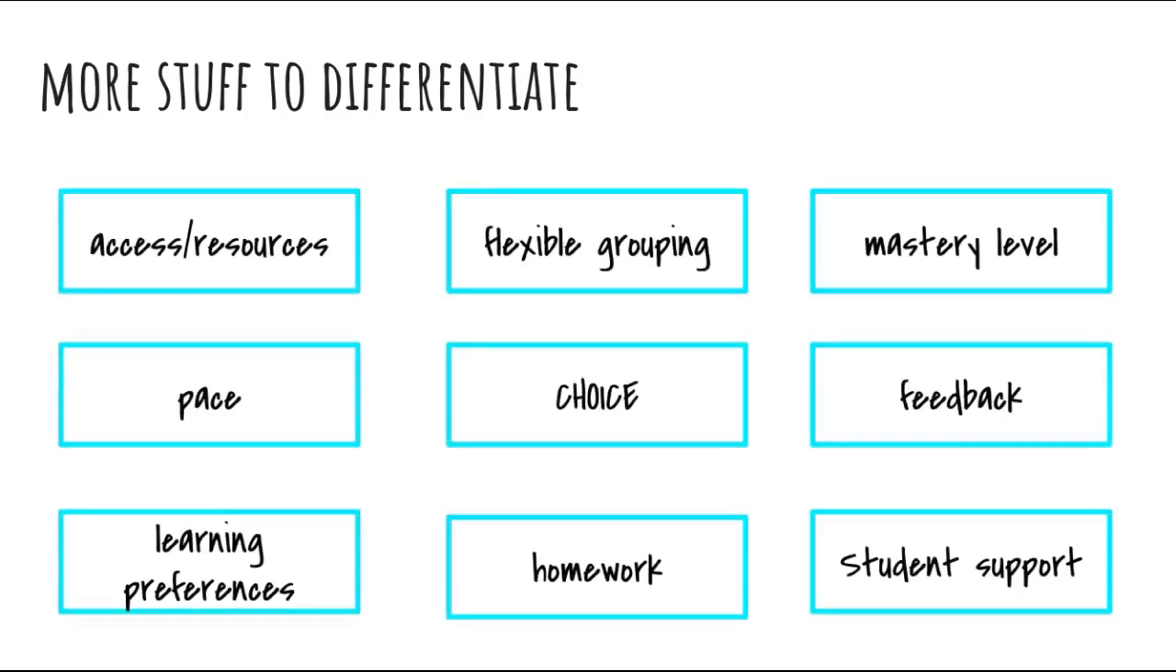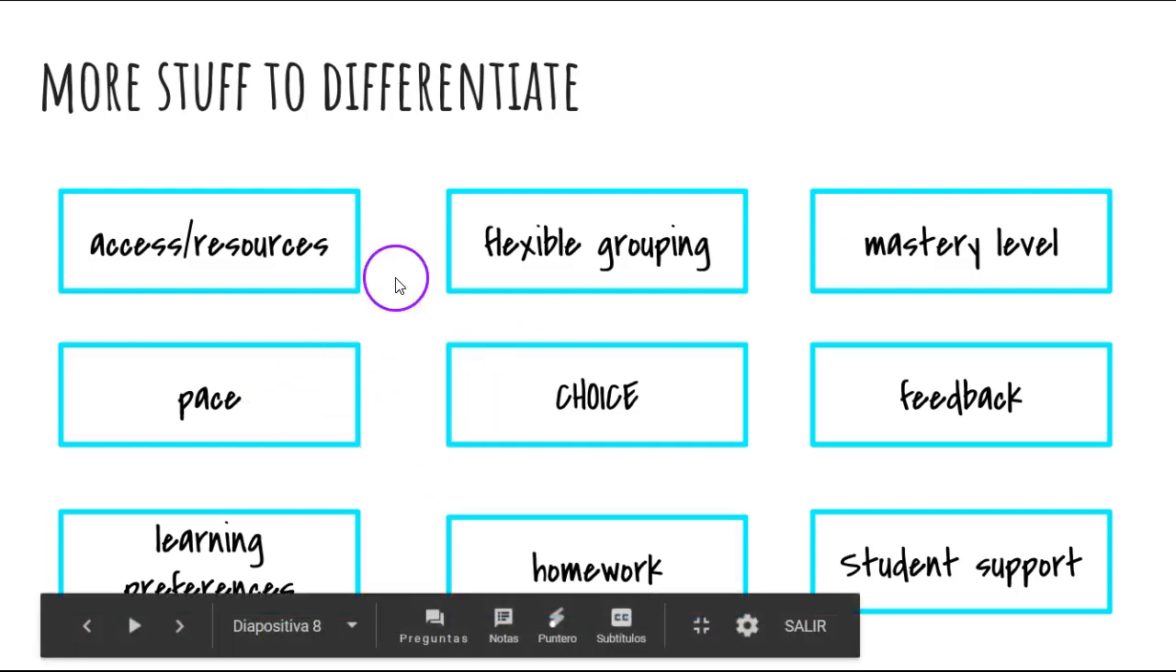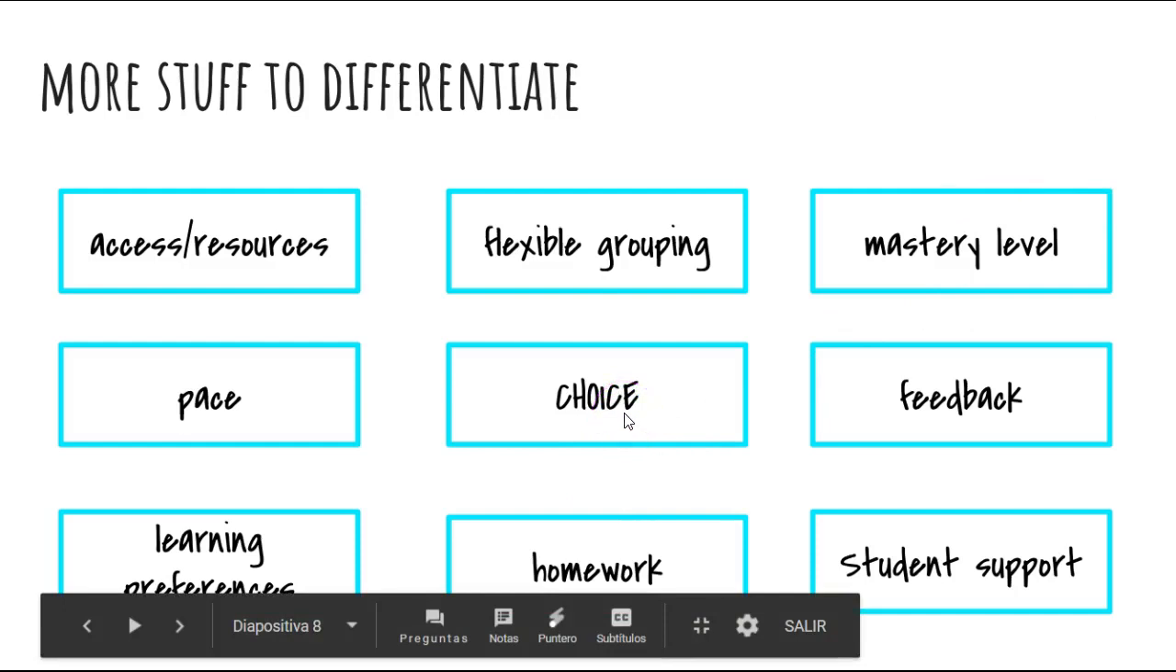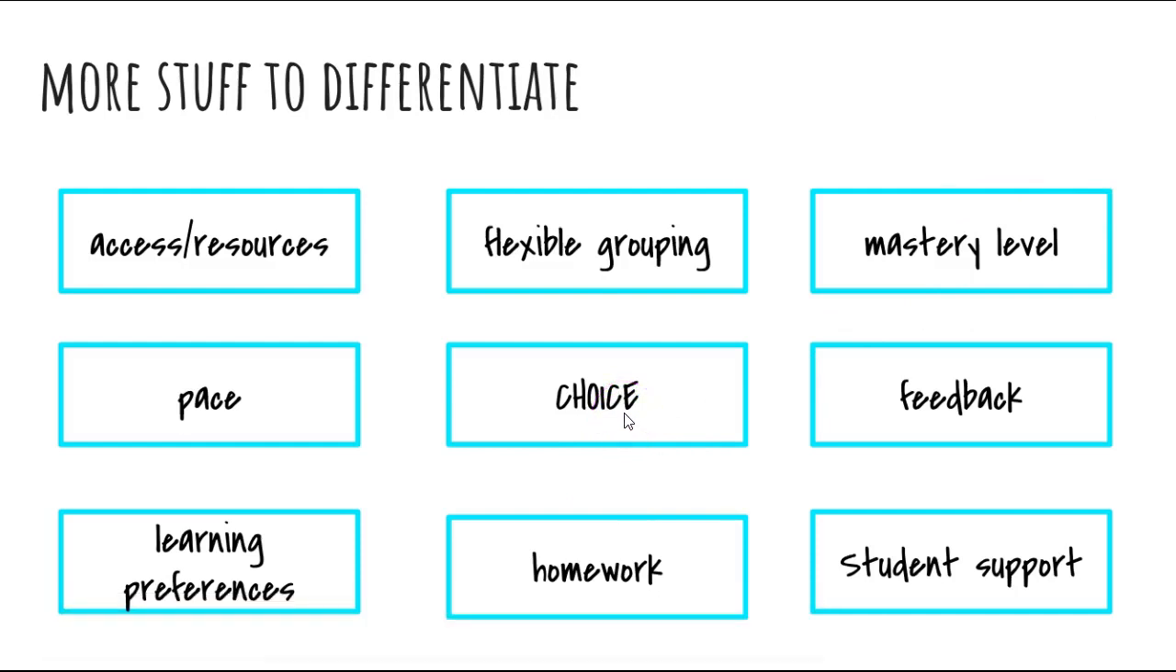So there are many different things that we can differentiate besides content, product, and process, we think. Some of them are access and resources. We can differentiate the way in which we give information to students. Flexible grouping. We can differentiate the way in which we accommodate them in groups. Mastery level. Not all students start or finish at the same level in a class, and so we could differentiate that. Pace, not every student is going to take the same time in doing something, and so we can foresee that. Choice, giving options to students is a way to differentiate.